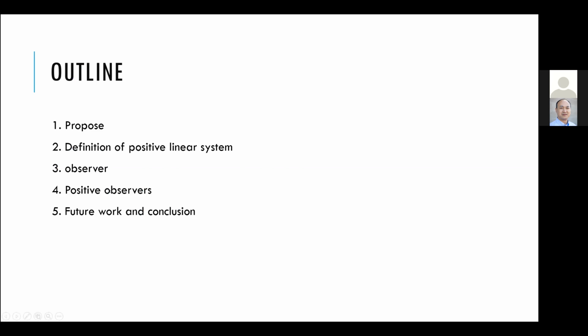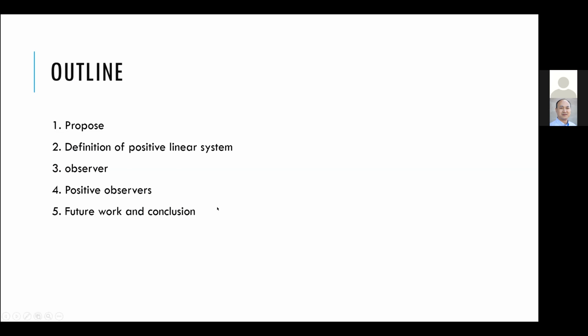And then I will switch gears to my positive observers. This is a topic from ten years ago or today. So you have a positive linear system with a positive observer. What is the meaning of that and how do you achieve that? Because if you have an observer, it's not very easy to get a positive one. And the last one is the future work and conclusions. So what will we do in the future, or what can be discussed?